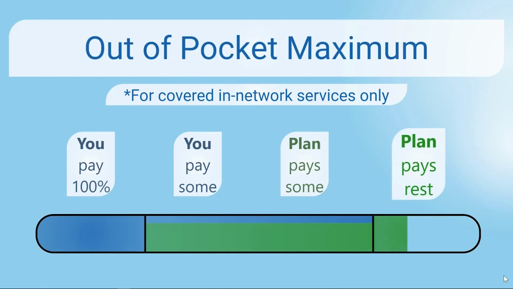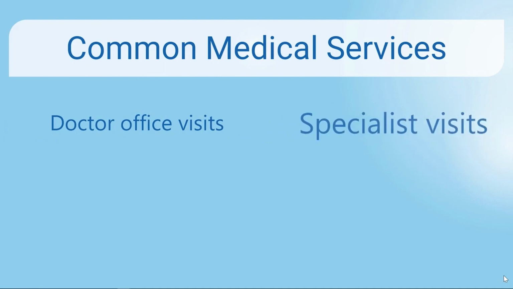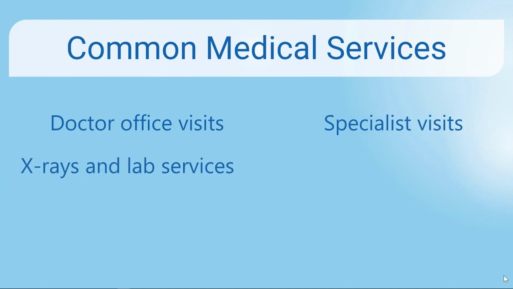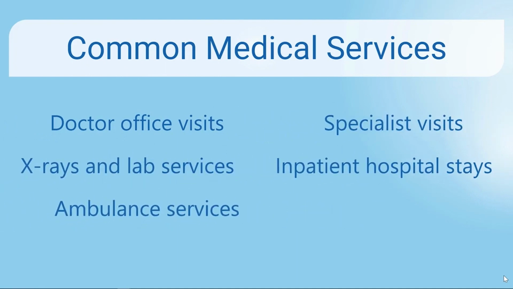Out-of-pocket maximum is the beneficiary's maximum dollar liability for covered in-network healthcare costs that are not covered by Medicare during the plan year. Commonly covered healthcare services include doctor office visits, specialist visits, x-rays and lab services, inpatient hospital stays, ambulance services, and urgent care. For more information on the covered services for each plan, you can view the Summary of Benefits PDF in the plan details for each plan available on this site.